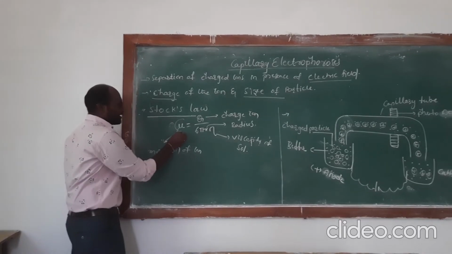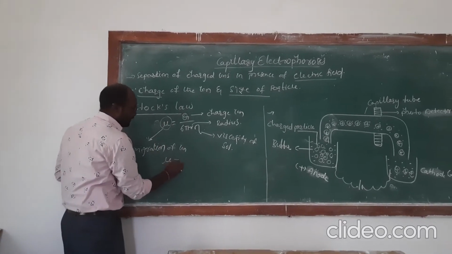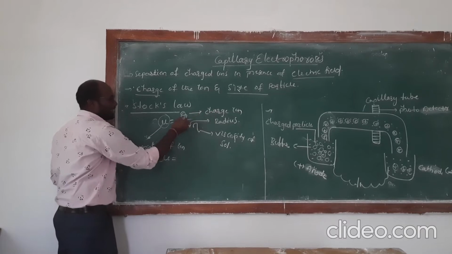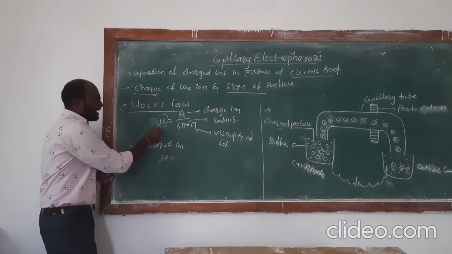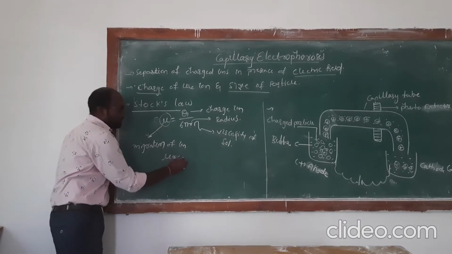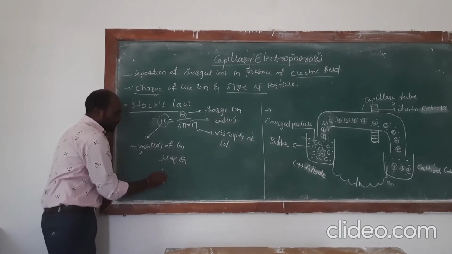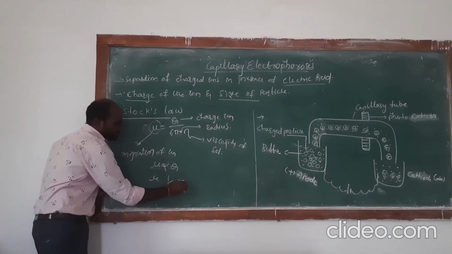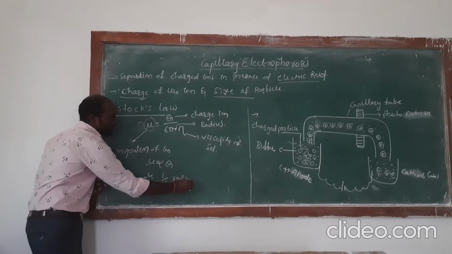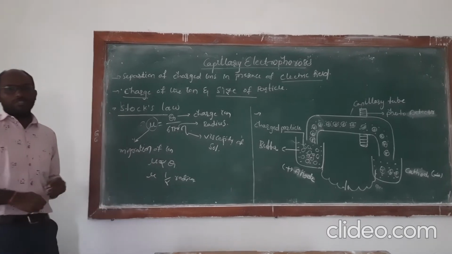Here the migration of the charged particles mainly depends upon which factors? The charge of the ion and the radius of the particle. The migration is directly proportional to the charge of the ion and inversely proportional to the radius. So based on this law, electrophoresis works.